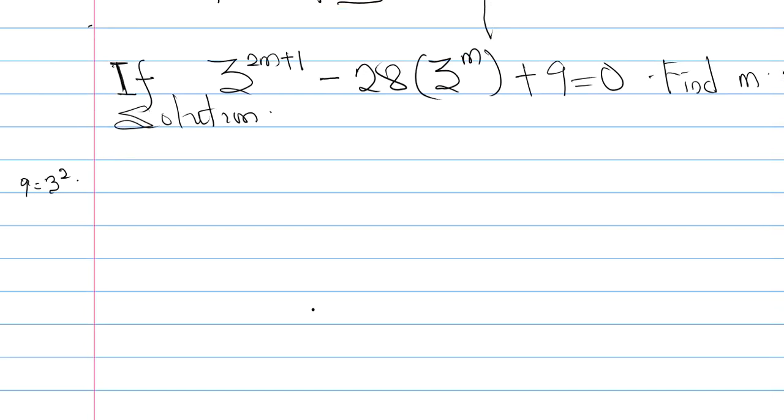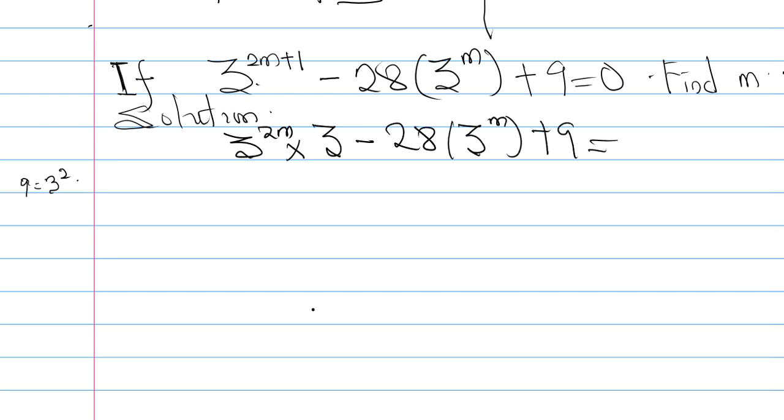Can you solve this? Drop your answer. So let's start. Here I can see 3 raised by 2m times 3 minus 28 into 3 raised by m plus 9 equal to 0, right? Now here I can split this value.